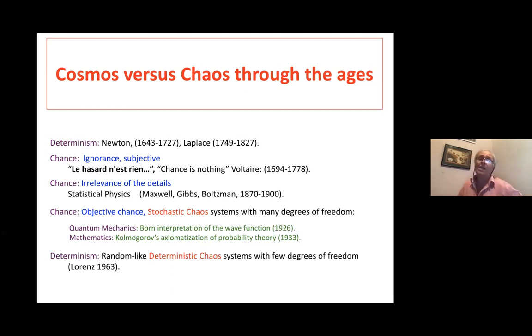There was a bit of a backlash, though, to that with the discovery of deterministic chaos, whereby only a few degrees of freedom, in fact, as few as three, could give you chaotic-like behavior. But finally, really, we have to conclude that the modern conclusion is that scientific theories can be either deterministic or stochastic, and neither is superior. So you have to choose the model which is most convenient and what best fits the world.